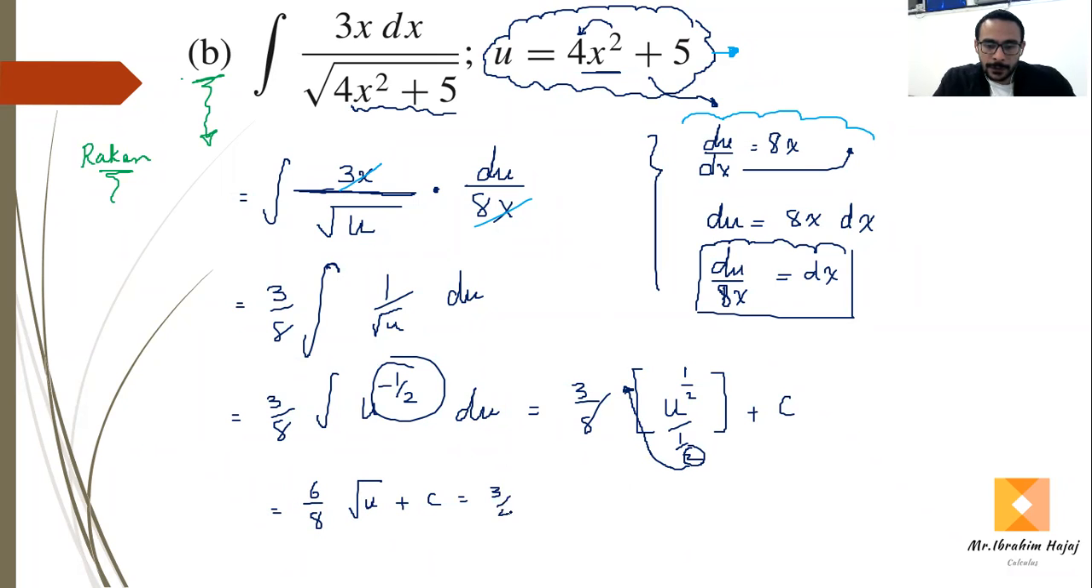Nice. 3 over 4, u root is u what? Or u to the power of half plus c. Yeah, 4x squared plus 5 to the power of half, or you can leave it as a radical, it's the same. Plus 3 over 4. That's it, guys. So your answer is 3 over 4 radical 4x squared plus 5 plus the c.